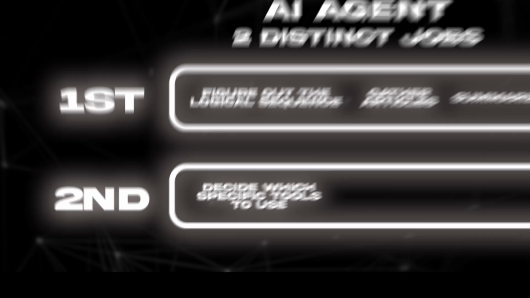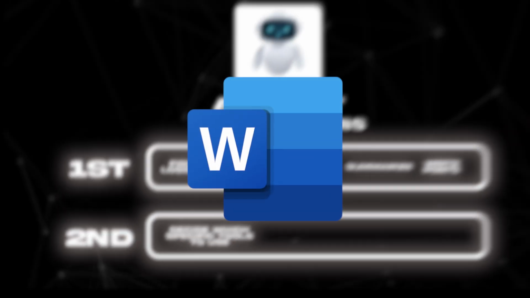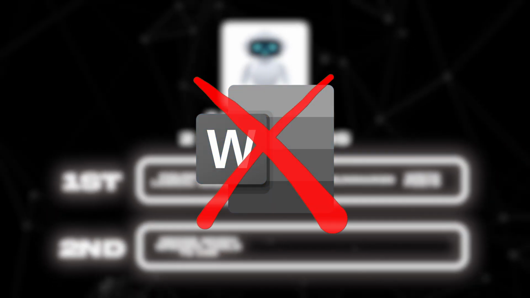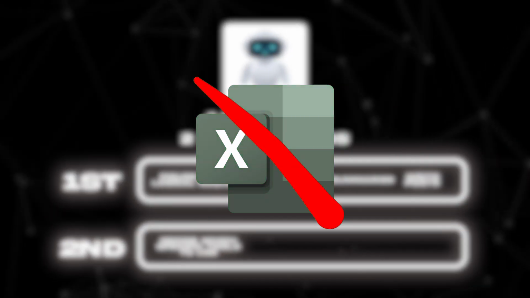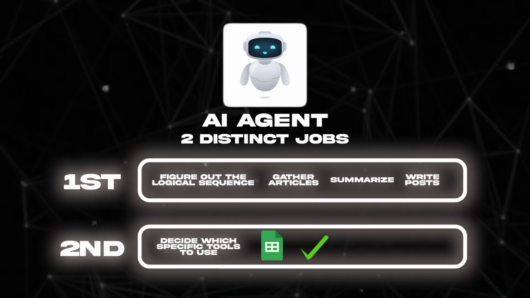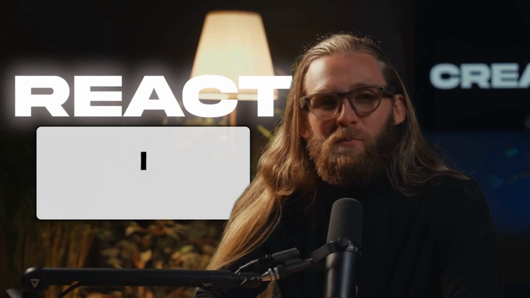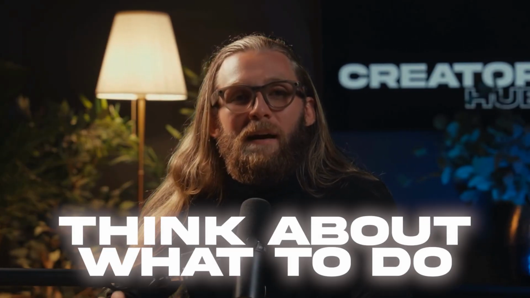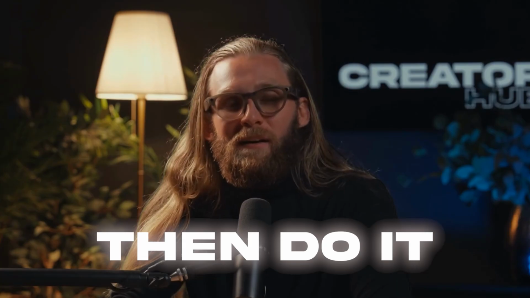Which tool should I use for storing links? Word documents? No, that's messy. Excel? Maybe, but the user already has Google Sheets connected. That's the obvious choice. Here's the technical term that describes this. ReAct, short for reasoning and acting. Every agent operates on this principle. Think about what to do, then do it. That's literally the framework. ReAct, not complicated once you understand it.